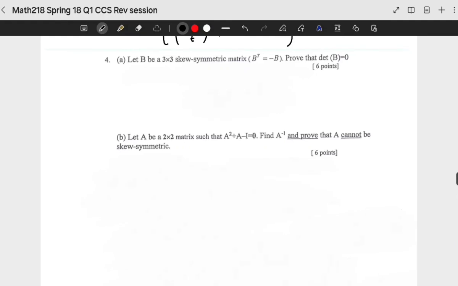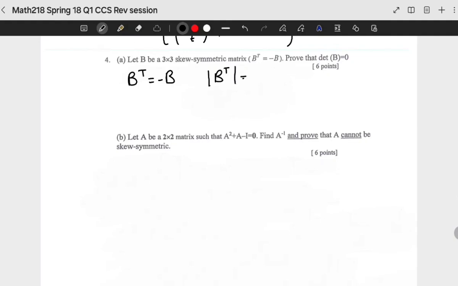Now for problem 4, part A, let B be a 3 by 3 skew symmetric matrix. So B transpose is equal to minus B. Prove that the determinant of B is equal to 0. So B transpose is equal to minus B, and we want to prove that the determinant of B is equal to 0. So if two matrices are equal, I know that their determinants are equal.